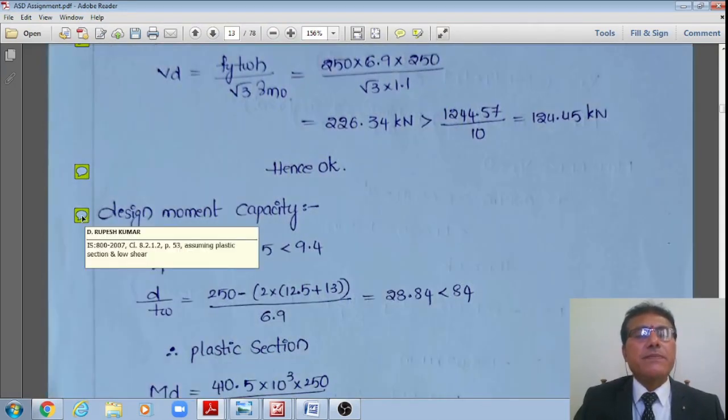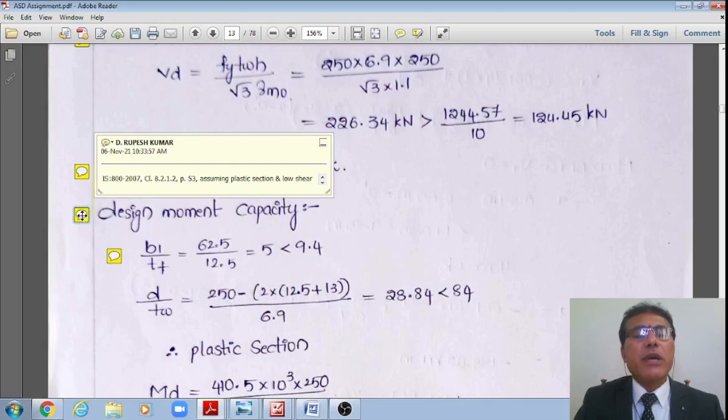Therefore, as per that conclusion, now I'll say MD is equal to MD only. Therefore, the next check is a check for the design moment capacity as per IS 800-2007, clause 8.2.1.2, page number 53, assuming plastic section and low shear. Therefore, beta is equal to 1 for the plastic section.